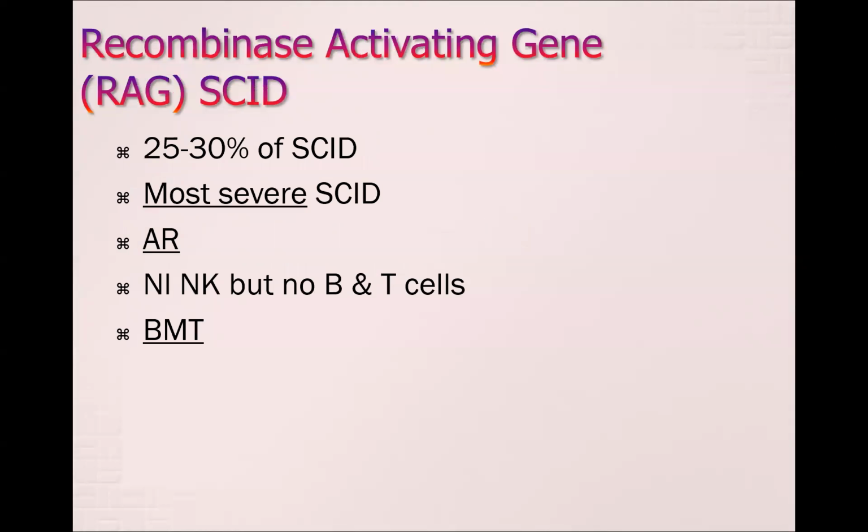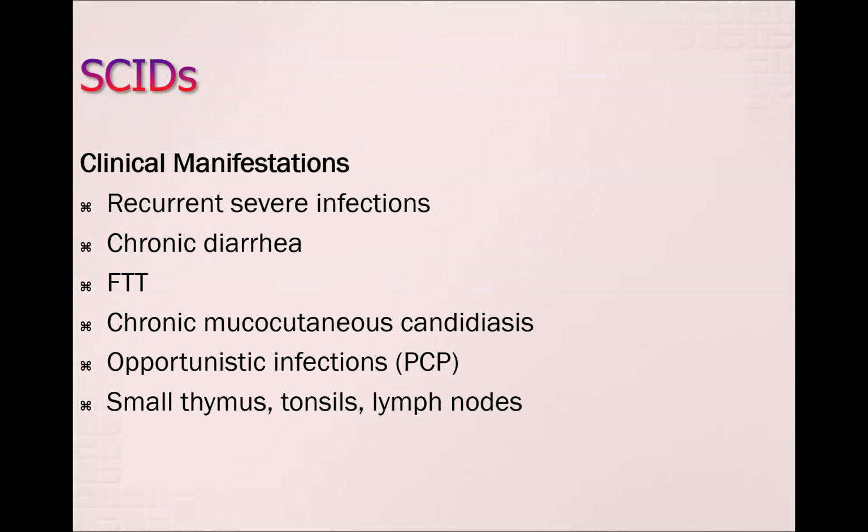RAG type SCID is the most common or most severe form of it. It has normal natural killer cells, but no functioning B or T lymphocytes. Bone marrow transplant can be used in these patients with variable success. So the clinical manifestations of patients with severe combined immunodeficiency, again, include severe recurrent infections, chronic diarrhea, failure to thrive, opportunistic infections, and then aberrant lymphoid tissue, as you guys can see there.